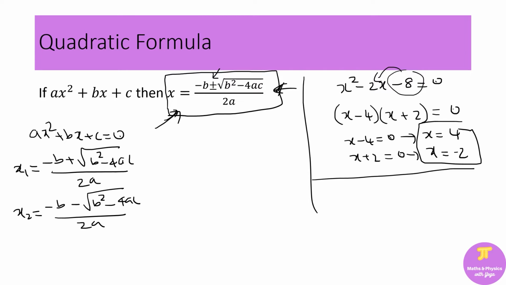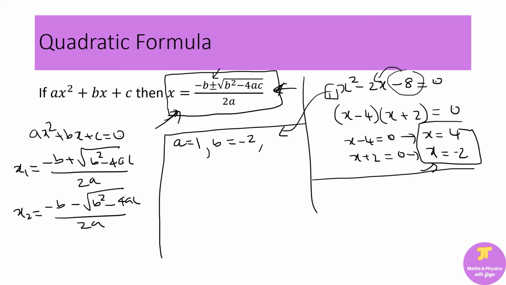But let's apply this formula to the same question and see whether we get the same answer. If you look at this formula, a is 1, the coefficient of x squared is 1, the coefficient of x is minus 2, so b equals minus 2, and c equals minus 8. If you look at the solutions x1 and x2, the square root of b squared minus 4ac is common in both places. So maybe you can calculate these things first.